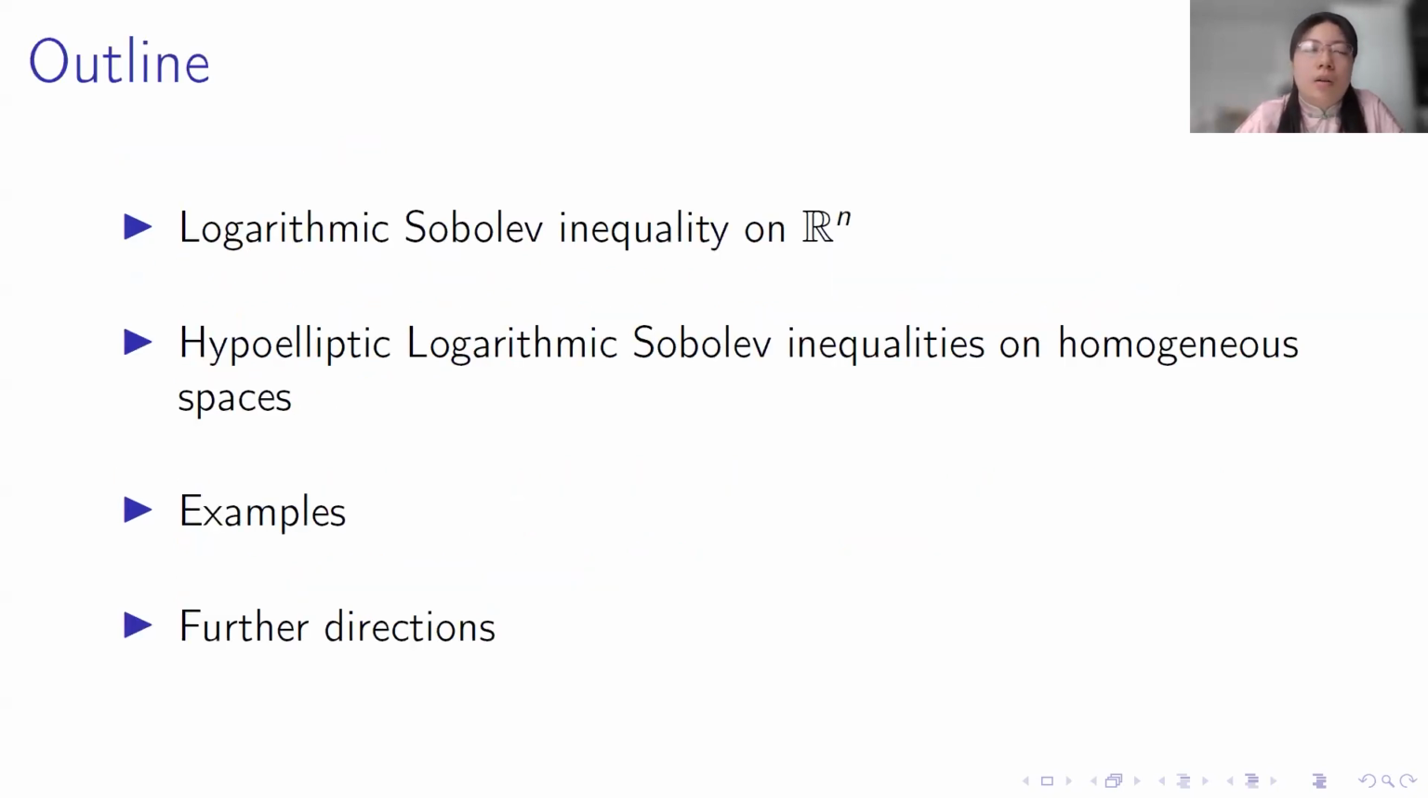Here is the outline of my talk. I will first recall some basics about log Sobolev inequalities on Rn, and then I'll move on to our setting, that is the homogeneous spaces with sub-Riemannian structures, and look at the hypoelliptic log Sobolev inequalities there. After that, I will provide some concrete examples. Some of them you have already seen in Marsha's talk. If time allows, in the end, I will also describe some further directions.